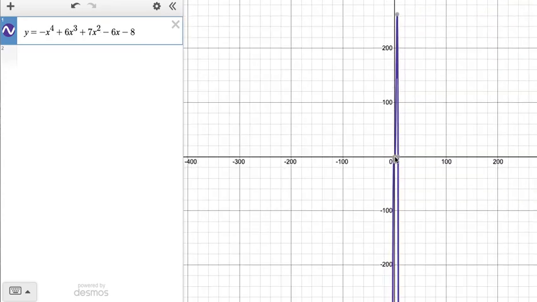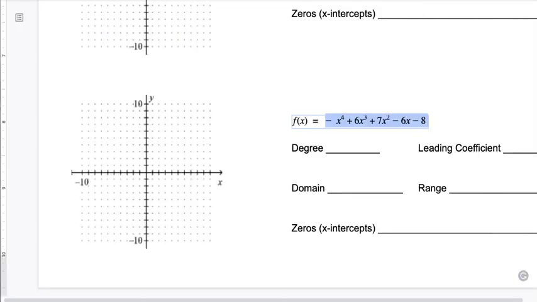There's a key thing I want to point out. I know I've zoomed out a lot here, but there are a few things to notice. Let's deal with the ones that we can see just from looking at the equation first. Our degree is 4. Our leading coefficient is -1. Watch that negative right there. You've got a negative right there, so that's your leading coefficient.